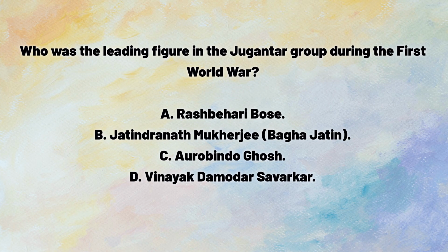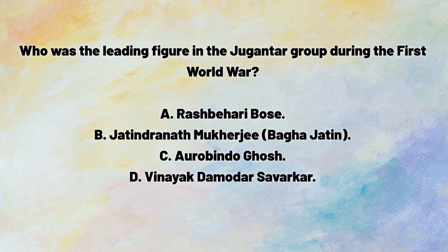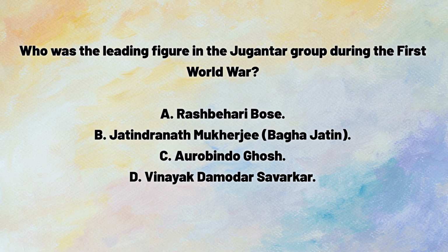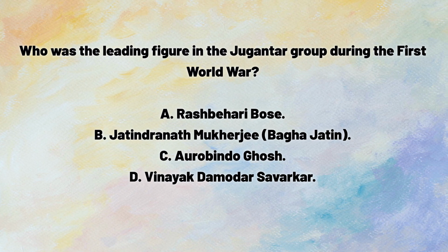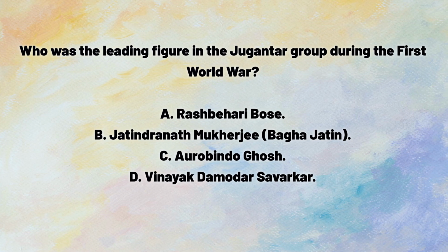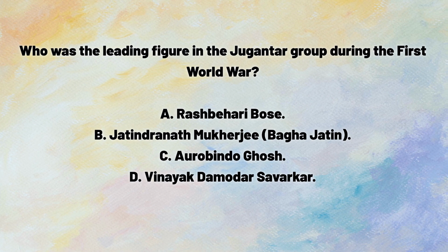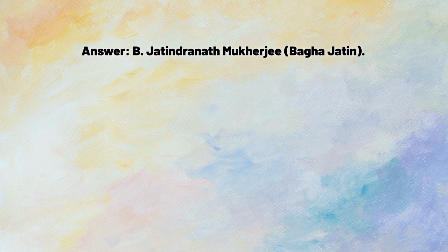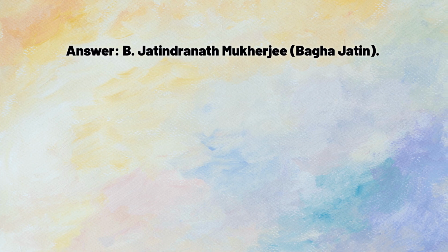Who was the leading figure in the Jugantar group during the First World War? A. Rasbihari Bose, b. Jatindranath Mukherjee, Bagha Jatin, c. Aurobindo Ghosh, d. Vinayak Damodar Savarkar. Answer: B. Jatindranath Mukherjee, Bagha Jatin.